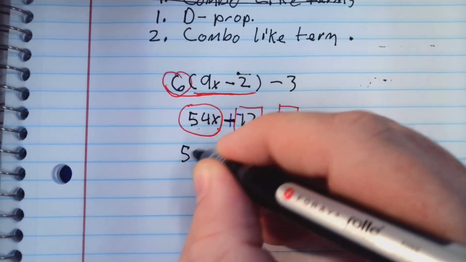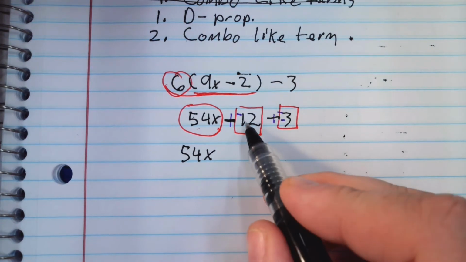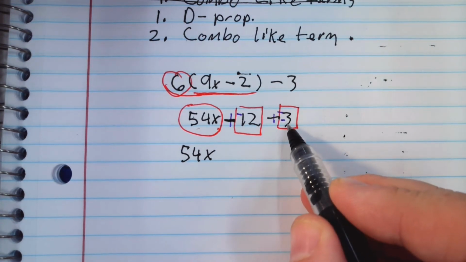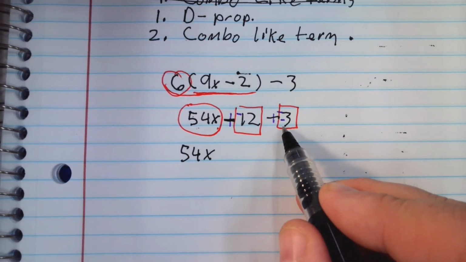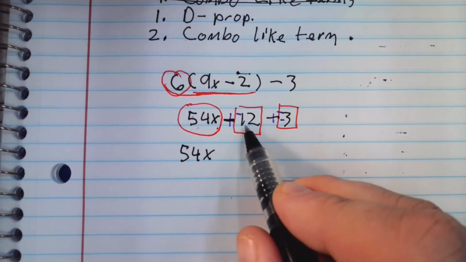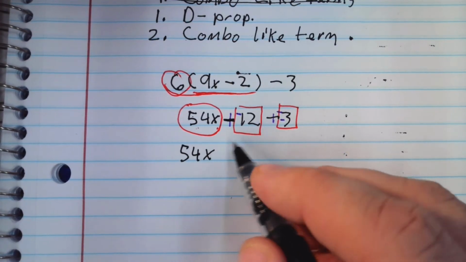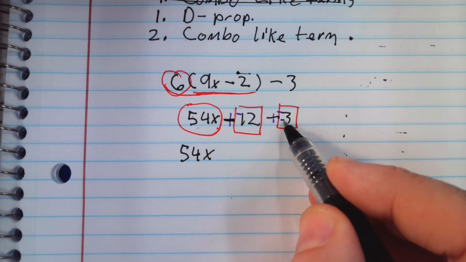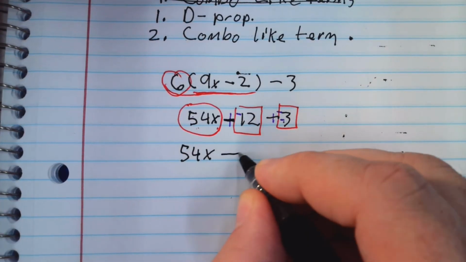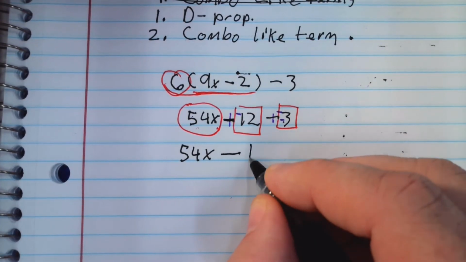All right, so I'm going to write my answer here. 54x. What's a negative plus a negative? A negative times a negative is a positive, but a negative plus a negative is just more negative, right? So remember the difference between adding and multiplying. It's been a summer. So a negative plus a negative is going to be a negative. 12 plus 3 is going to be 15, and I'm done.